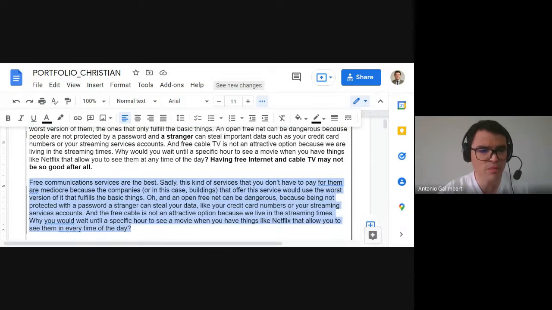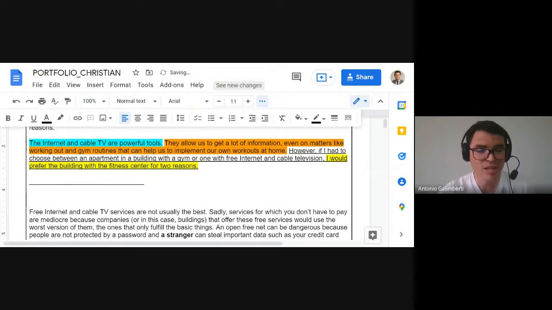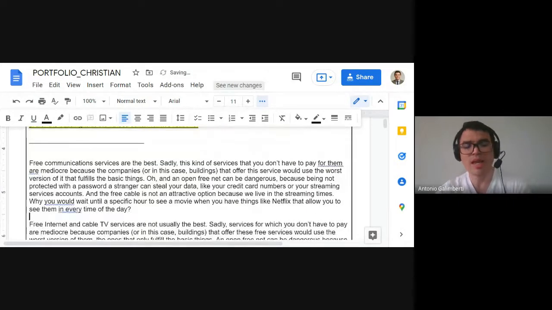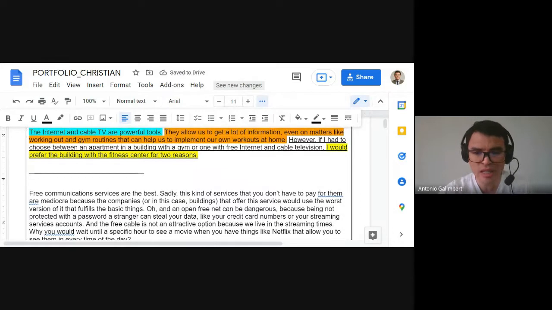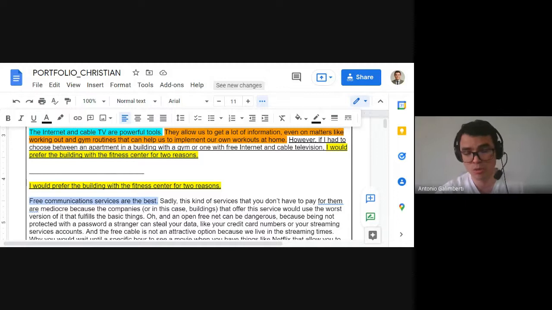All right, we have a problem with the original paragraph. The original paragraph doesn't have a topic sentence that is closely linked to the thesis. For example, here he's saying, I would prefer the building with a fitness center for two reasons. Yes, okay, that is the thesis. And here, free communications services are the best. We are not correcting grammar, we're not correcting punctuation, we're only focusing on organization, remember.